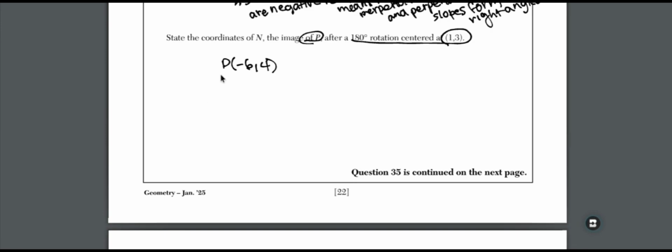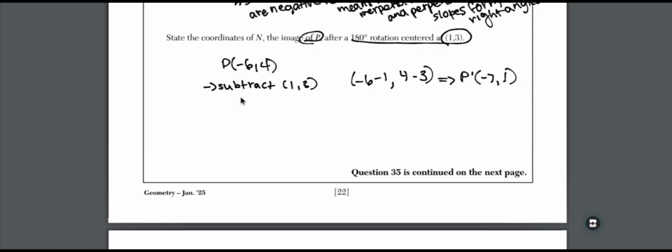So in order to find out the image, what I'm going to do first is I'm going to subtract. So I'm just going to write the steps. Subtract 1, 3 from the original point. So I'm going to do -6 minus 1, and I'm going to do 4 minus 3. That's going to give me P prime to be -7, 1. Okay? That's going to be my P prime. -7, 1. And then I'm going to do a 180 rotation. So with a 180 rotation, my X and Y change their signs.